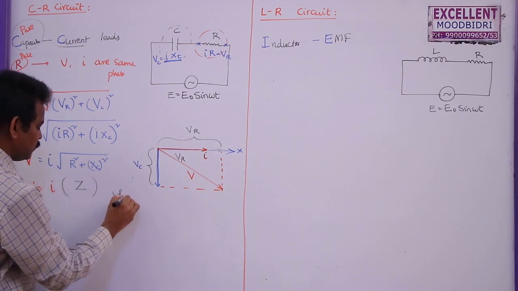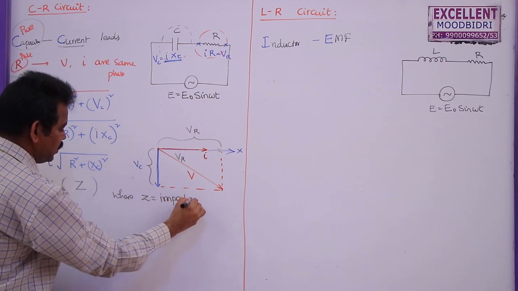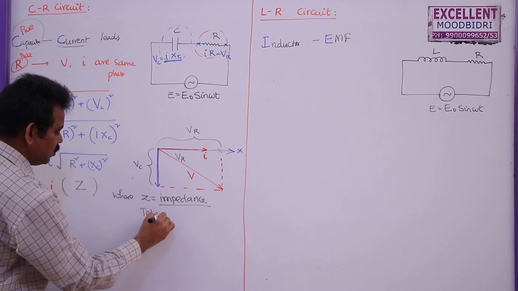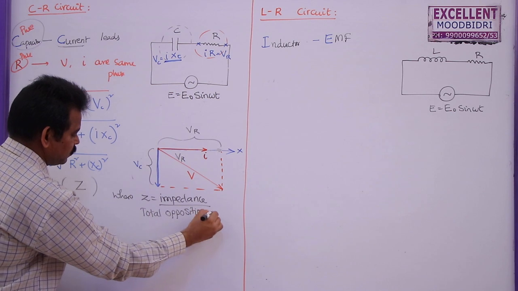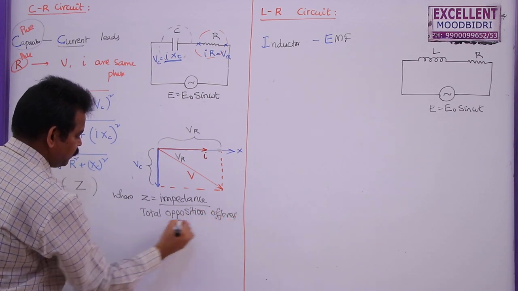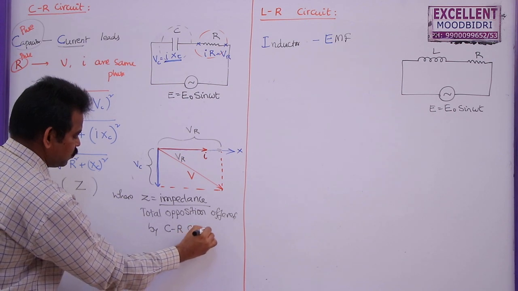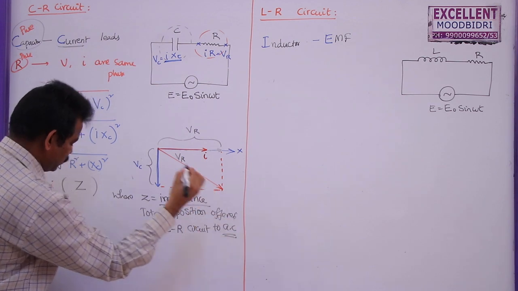Z is called impedance, where the meaning of this is total opposition offered by the CR circuit to AC current, alternating current.